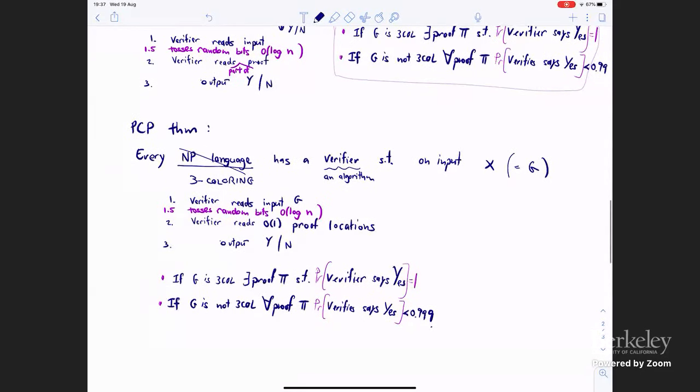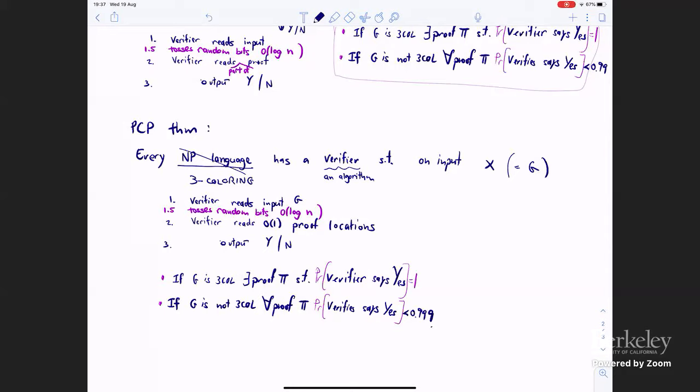What would this verifier be? It is simply a very simple algorithm which does the following. You read the graph G, you toss some random coins, and based on them you choose an edge at random, so that you use the random coins to select which edge to read. Then you select an edge, say U1, U2. You look at the proof locations corresponding to U1 and U2, and you read the colors there. If the colors are different, then it looks like a good proof, so you say yes. And if the colors are the same, you found that someone is trying to cheat you and you say no.